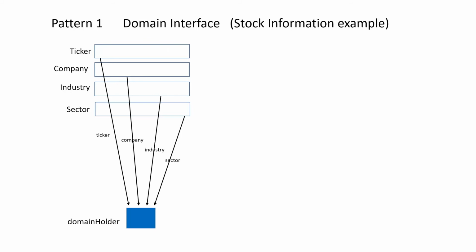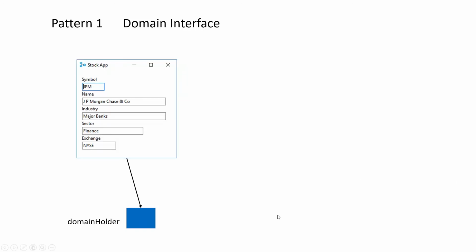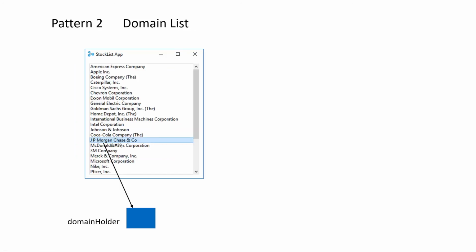Here's pattern 1, the basic domain interface. We have the example of a stock here where we show you the ticker, the company name, and what industry and sector it's in. And these all refer to a domain holder, which is a value model, typically a value holder that holds our domain. So we're going to formalize this basic pattern. Here's what it's going to look like. Here's our application, and it points to a domain holder. That's pattern 1.